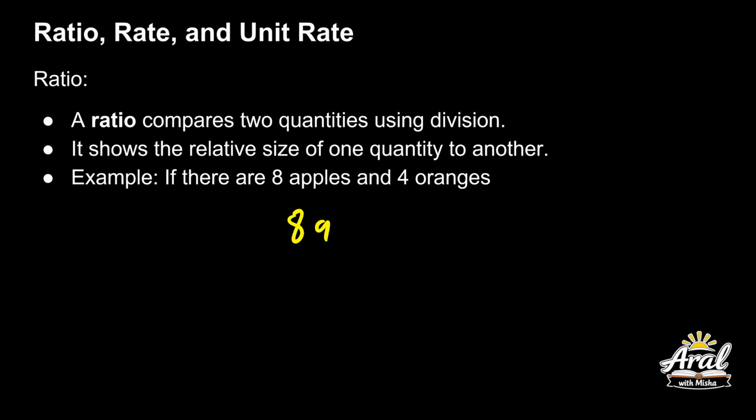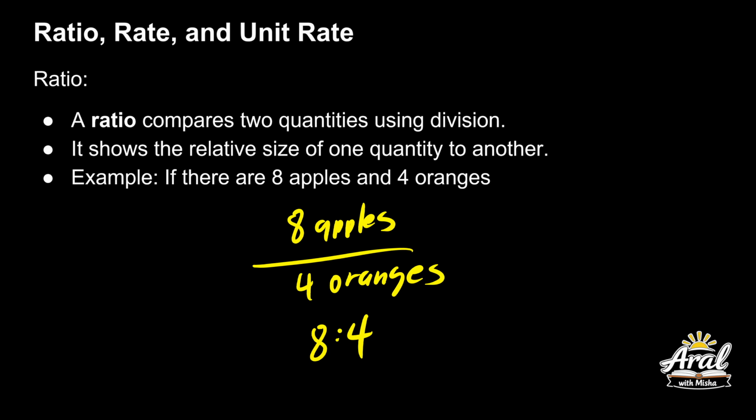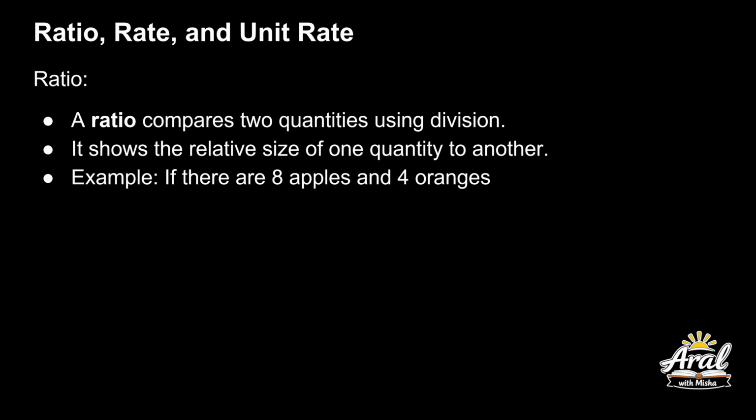So 8 apples is to 4 oranges, okay? Pwede rin 8 is to 4. So you're using two quantities using division. 8 is to 4, 8 apples to 4 oranges, okay?